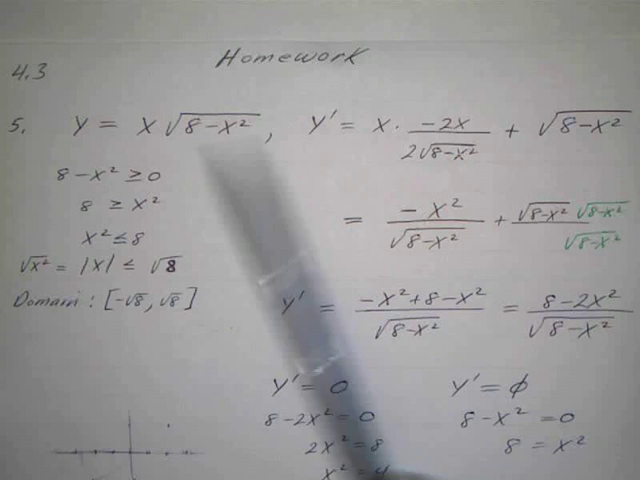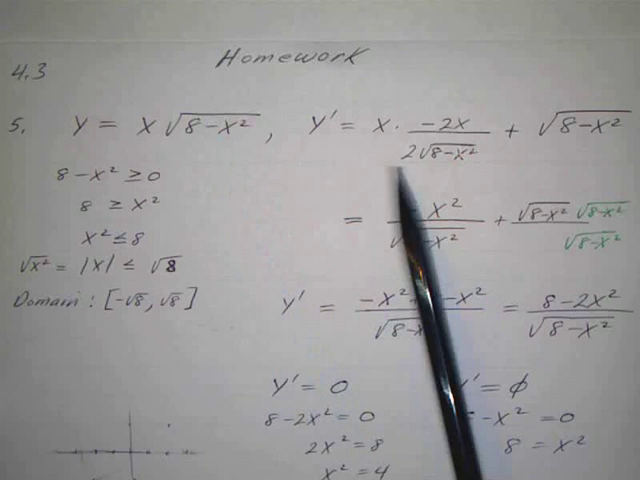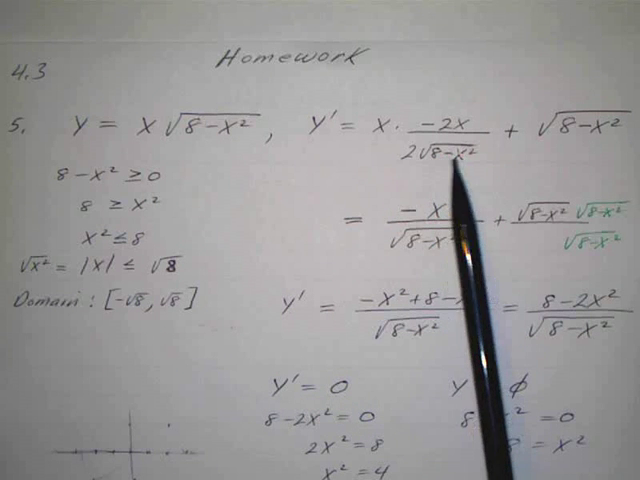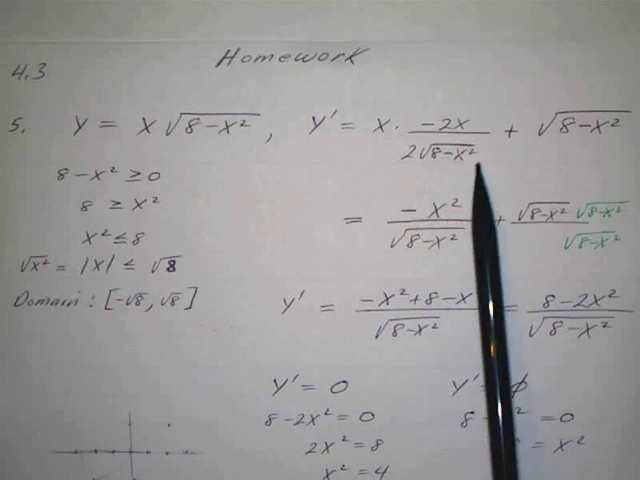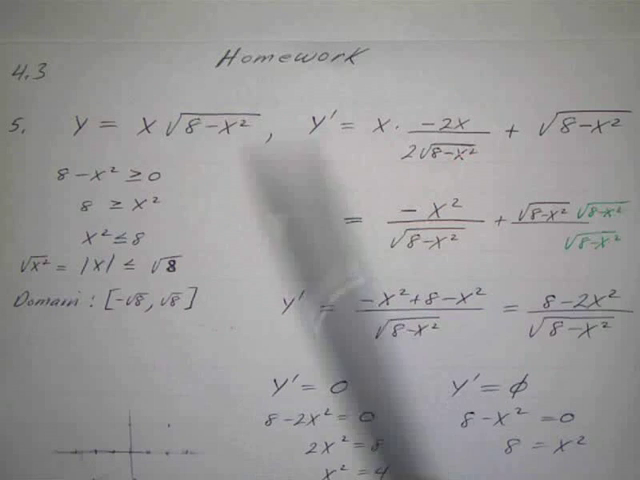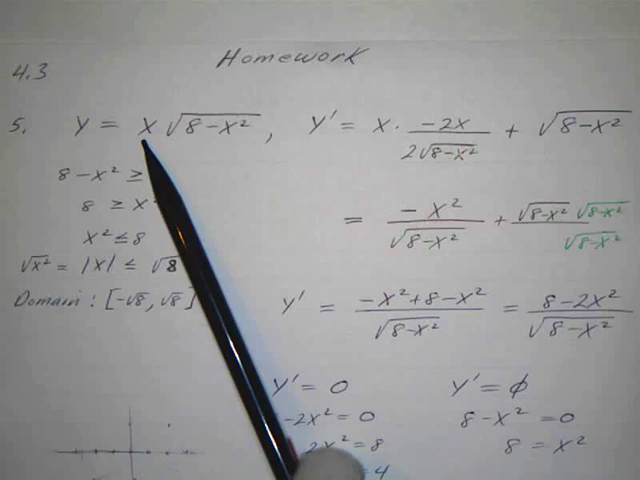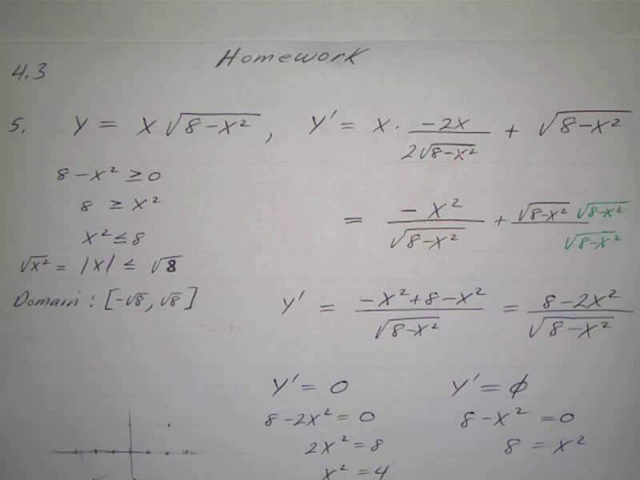And again, we're just going to use the product rule. First times the derivative of the second. The second is going to be 1 over 2 times the square root of 8 minus x squared times the derivative of 8 minus x squared, which is going to be negative 2x, plus the second, which is the square root of 8 minus x squared times the derivative of the first, x, which is 1. So that's our product rule.